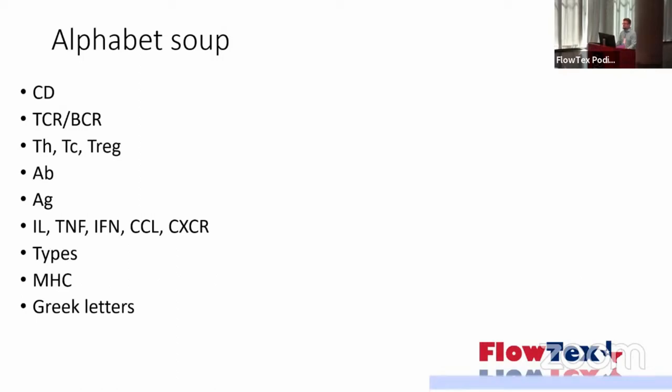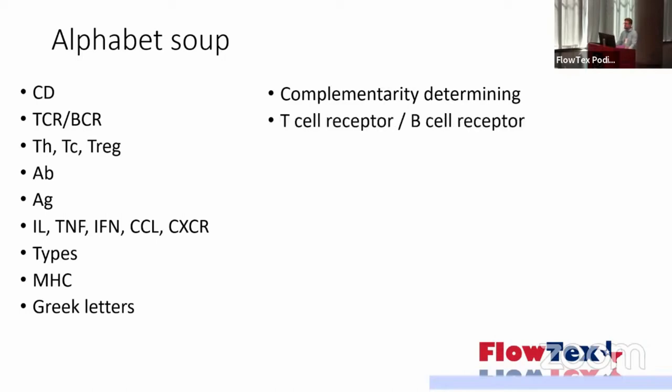CD, TCR, BCR, TH, TC, TREG, AB, AG. Et cetera, et cetera, et cetera. We talk about types, we talk about MHCs. There are even Greek letters, so it's not even all in English. We put the other languages in there, right? But there are a few important things that you need to know about. CD, these are just the proteins that we use to identify ourselves. Cluster of differentiation is actually what it is. But again, just a protein. It's something that we're looking at to identify what we're going to actually be studying downstream.